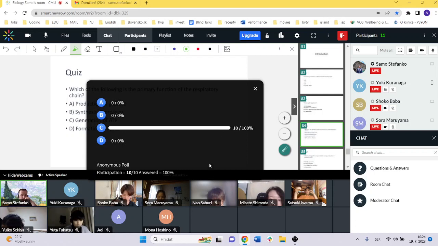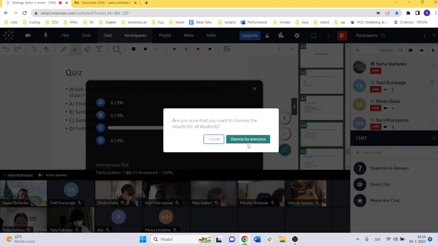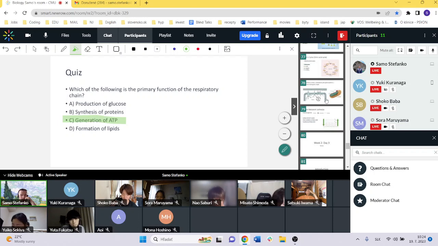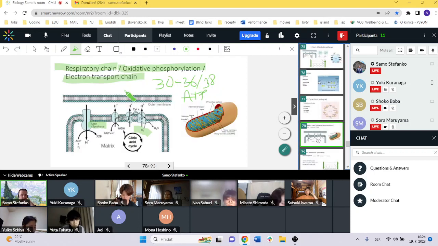Okay, so here are the results. Great, guys. All of you went for the correct option, generation of ATP. So exactly what we discussed at the beginning of the session. Oxidative phosphorylation produces from 30 to 36 molecules of ATP.